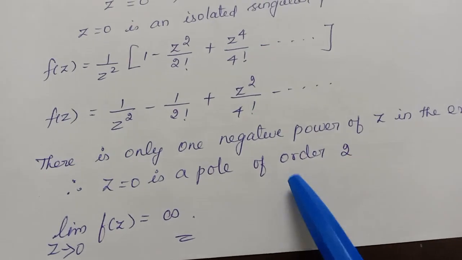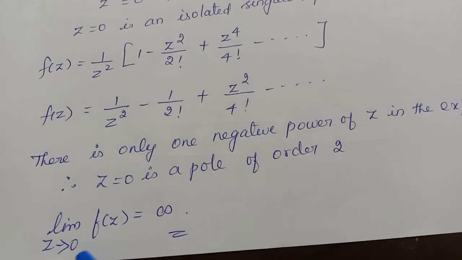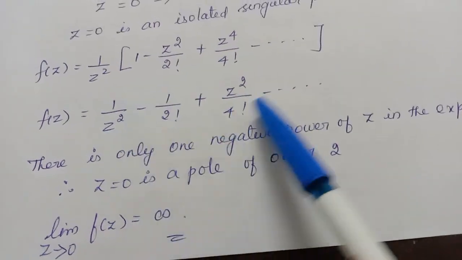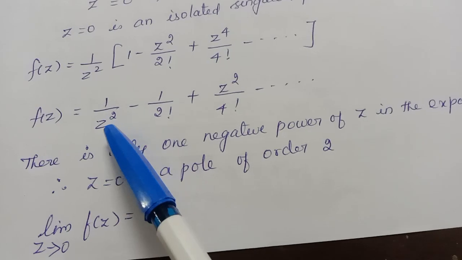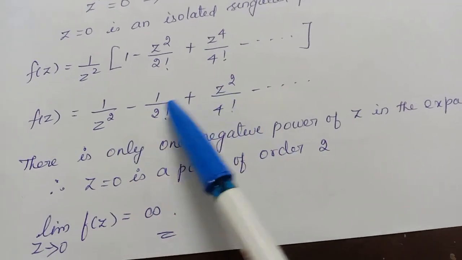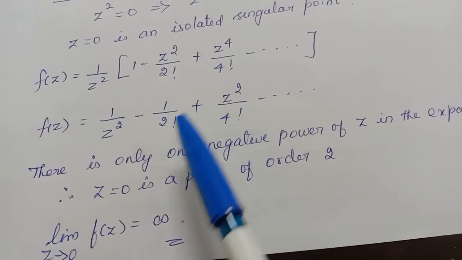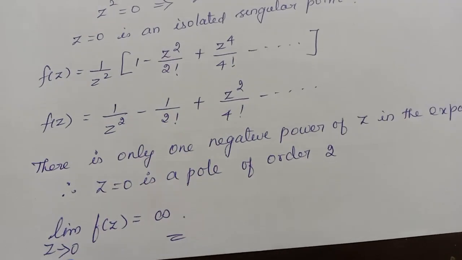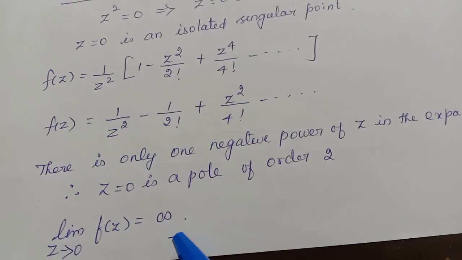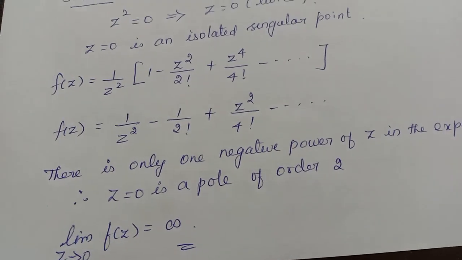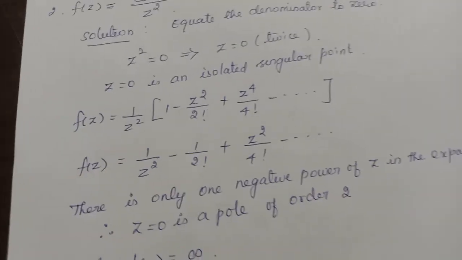Then for a pole, limit z tends to 0, f of z is equal to... you substitute z equal to 0 here. See, 1 by 0 is infinity; even though all other terms become 0, infinity plus anything is equal to infinity only, no? So limit z tends to 0, f of z equals infinity. So the characteristic for being a pole is also satisfied. Okay, then next problem.